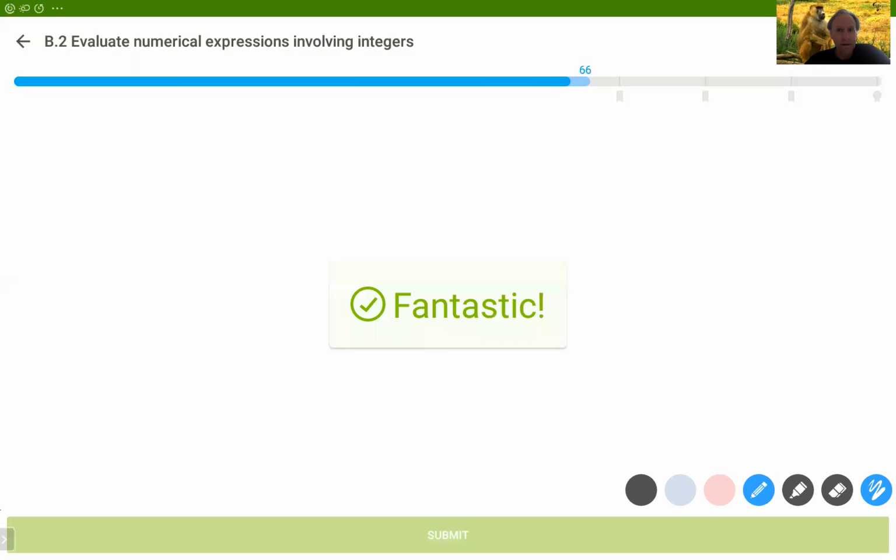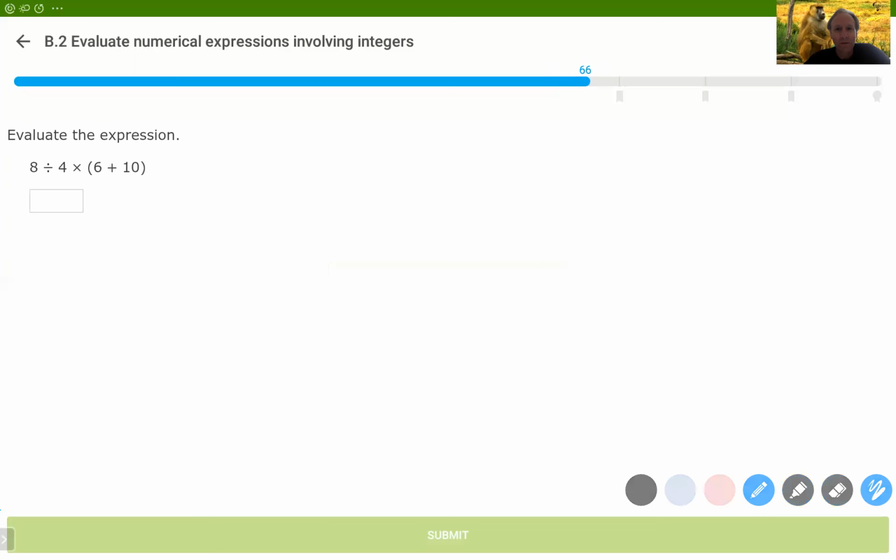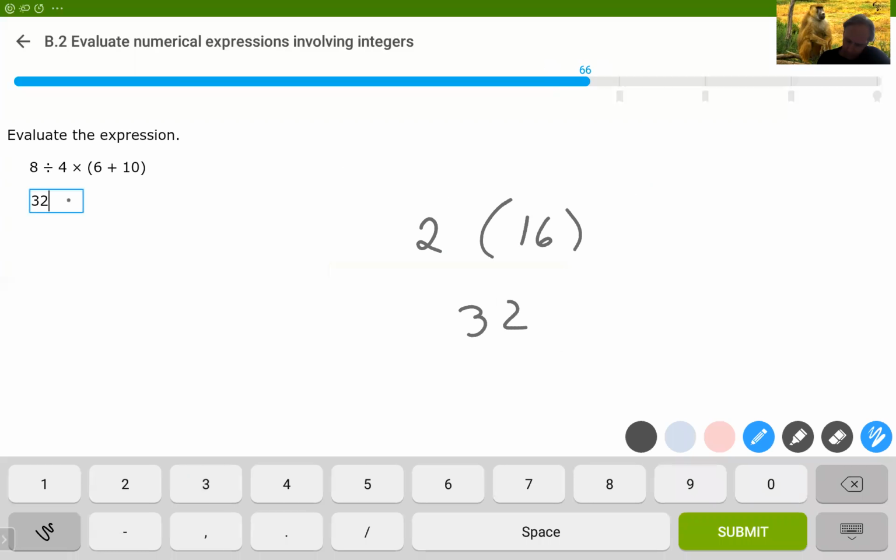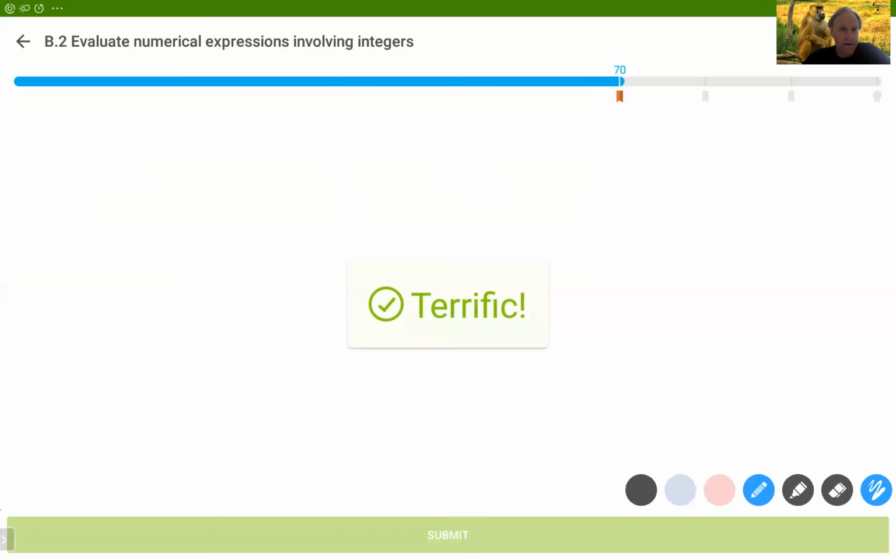See if I can redeem myself a little bit here. It looks like we've got 8 divided by 4, which is 2, and we're multiplying that by 6 plus 10, which is 16, and that's 32. Get to talking too much.